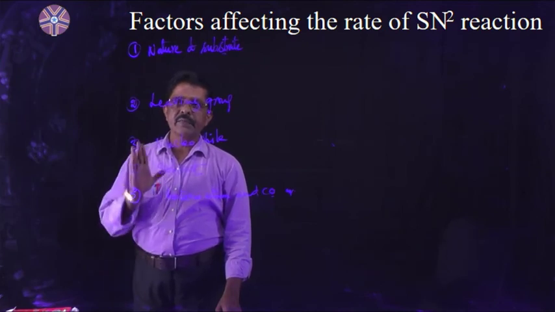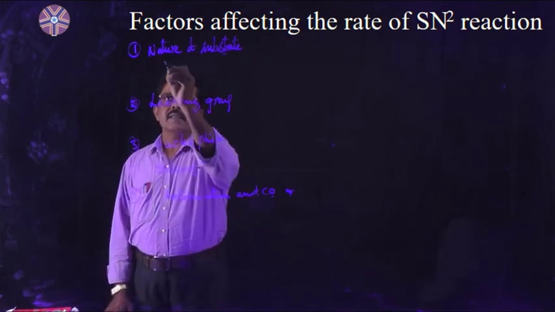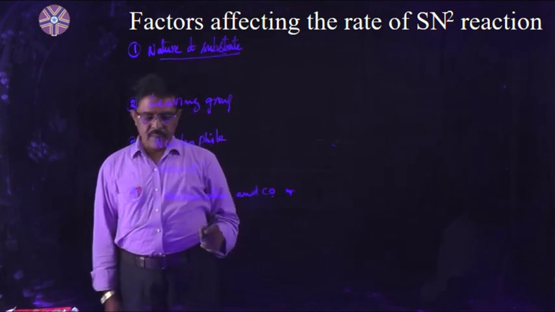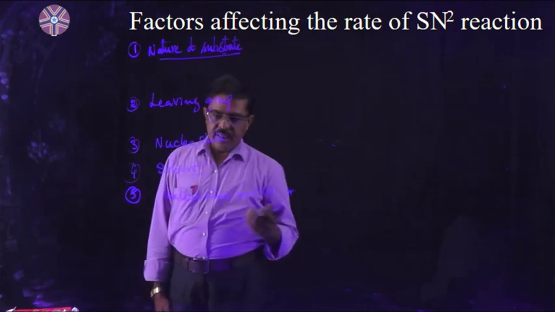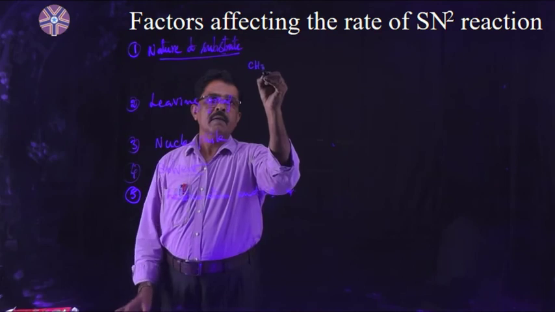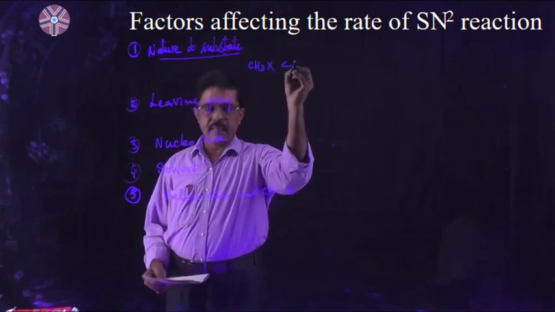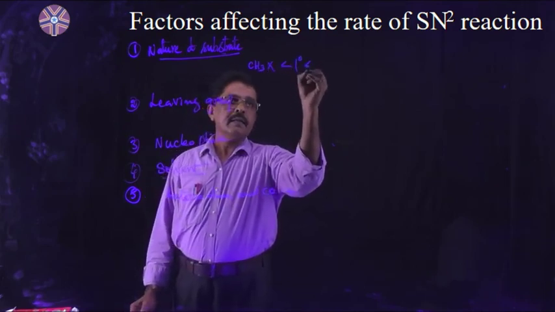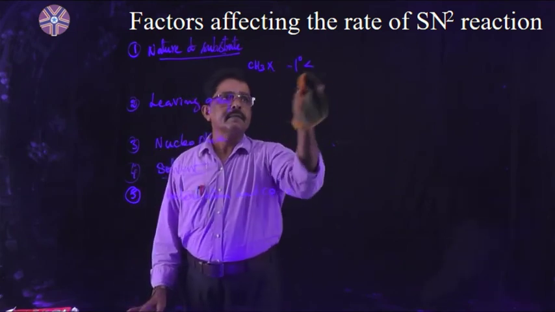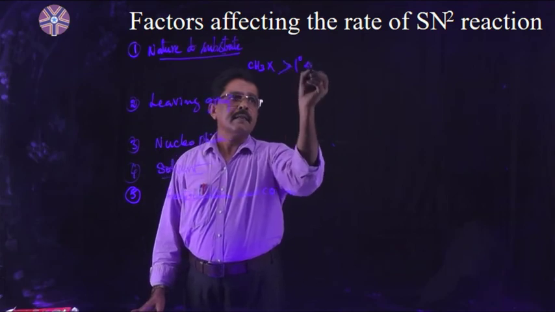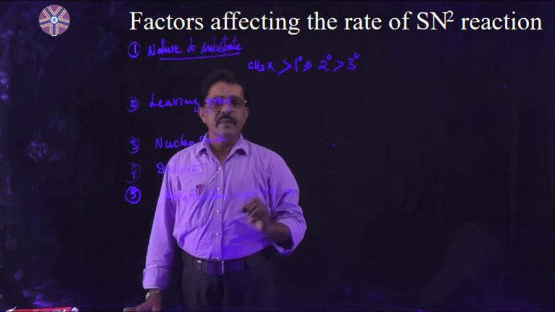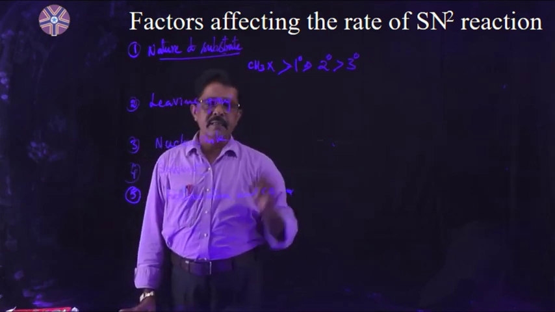The factors affecting the rate of SN2 reaction. There are 6 factors. First one is the nature of the substrate. The relative order of reactivity of alkyl halides is: methyl halide CH3X is greater than 1 degree, which is greater than 2 degree, which is greater than 3 degree. As the number of alkyl groups increases, the rate of SN2 reaction decreases.